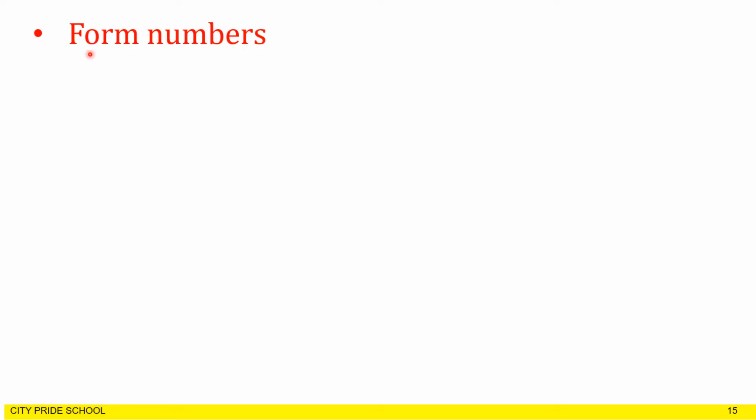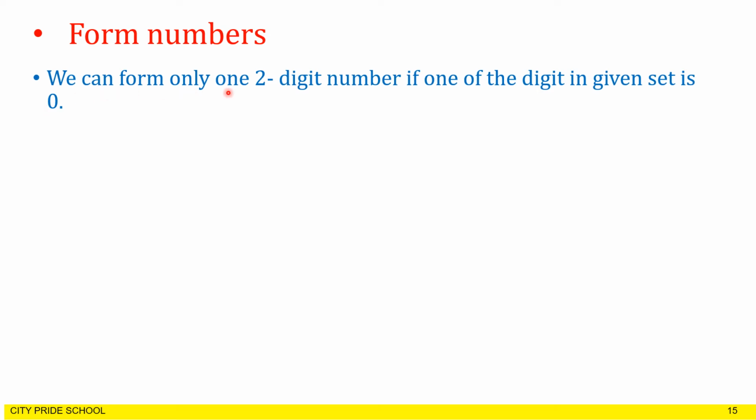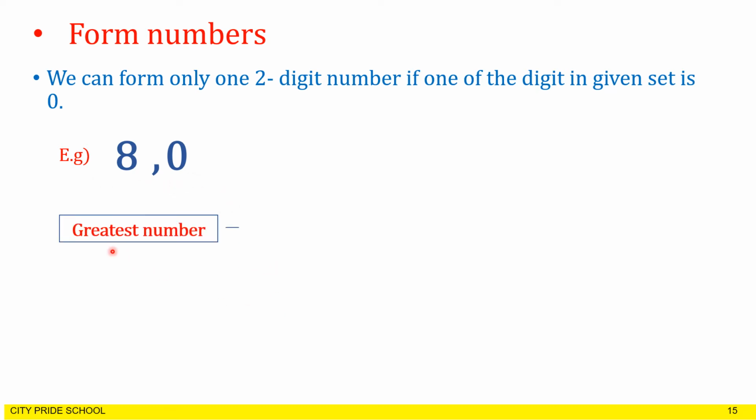Okay, children, let's form numbers. Now, we can form only one two-digit number if one of the digits in the given set is 0. So if 0 is given, children, then we can form only one two-digit number. Let's find out. For example, if you are given 8 and 0, what will we do now? We have to find the greatest number. We have to find the smallest number.